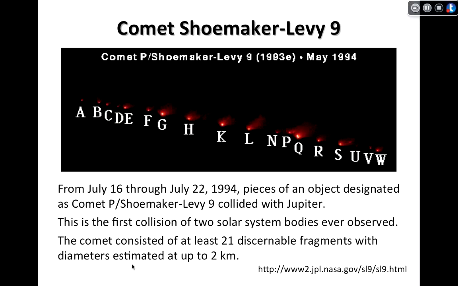This was all in the early 90s when we had telescopes that could take pictures of it and actually watch this happen. This was the first time that a collision had ever been seen between two solar system bodies. So this one comet broke up into about 21 different pieces, and they just gave them each letter names.